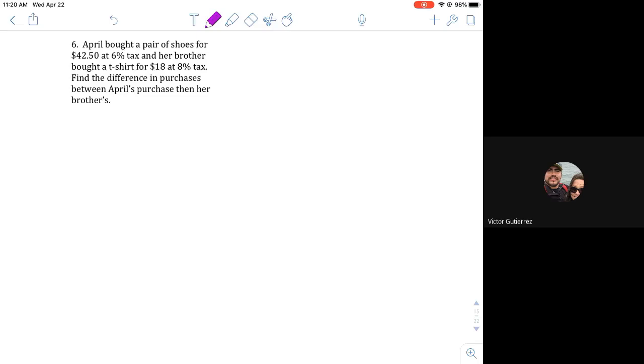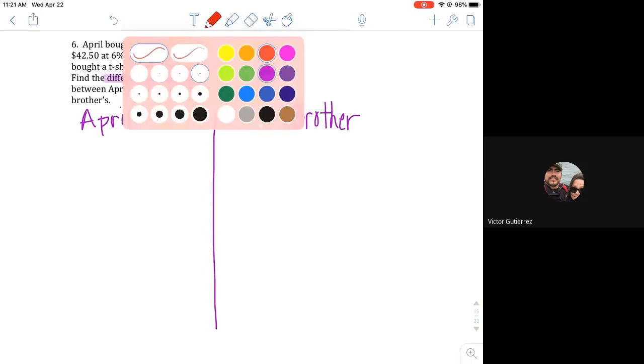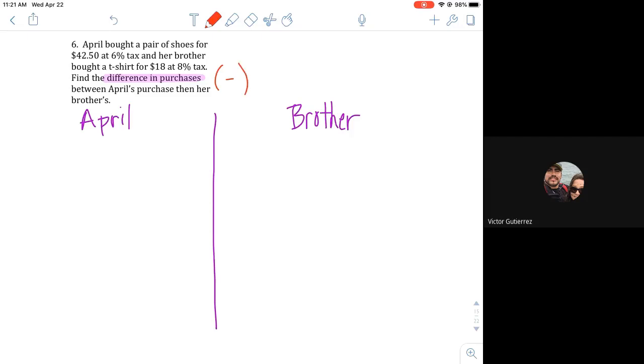Okay. So for this one, I think it might make sense if we kind of split this up into two parts. We can have April on one side and then the brother on the other. And then we're going to be finding the difference, so the difference between the purchases. Okay, so obviously the difference means that at some point I'm going to have to subtract, and most likely we're going to subtract at the end.